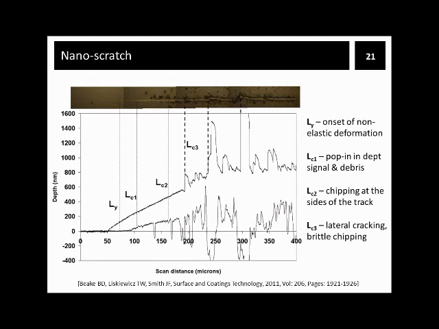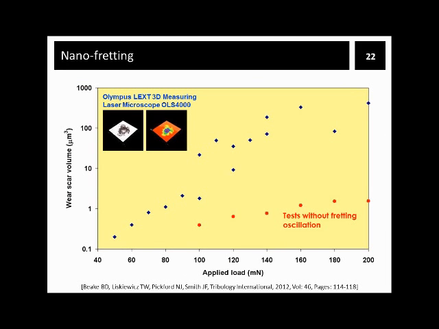So going to nano-scratch data now, what we can see here is a typical scratch track with the on-load scratch depth data, optical image above of the scratch, and the residual depth signal. All this was used to assign the nano-scratch critical loads, and the main transitions are listed on the right-hand side, with onset of non-elastic deformation, popping events, chipping, and lateral cracking. Again, we will use that data for comparison with nano-fretting later.